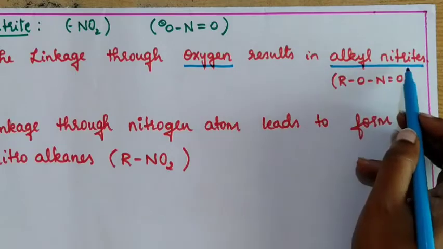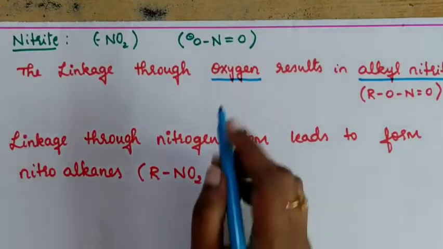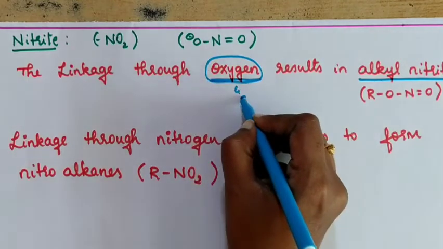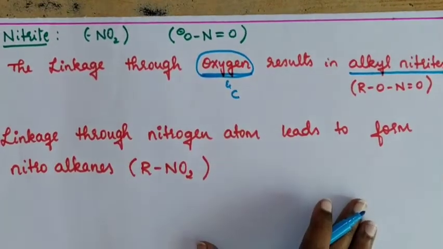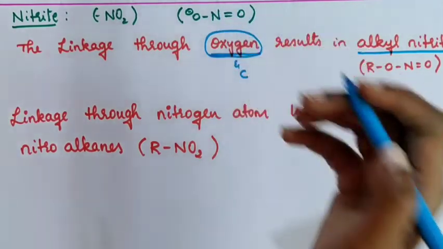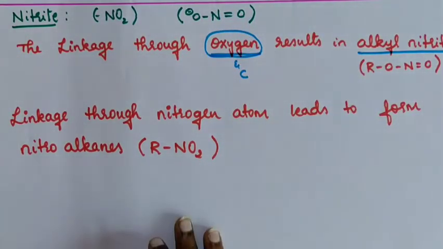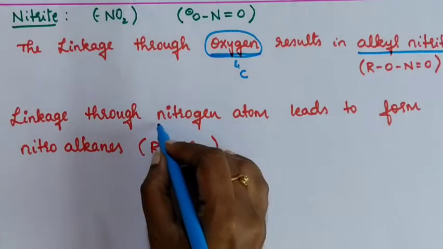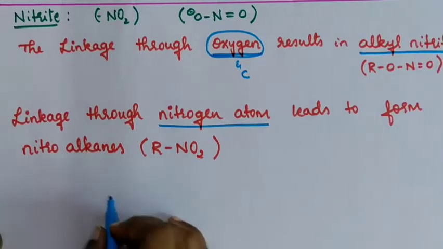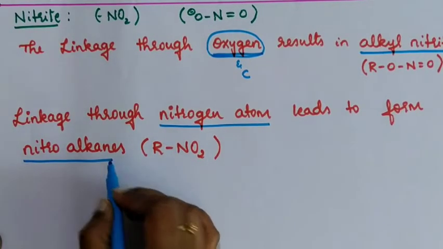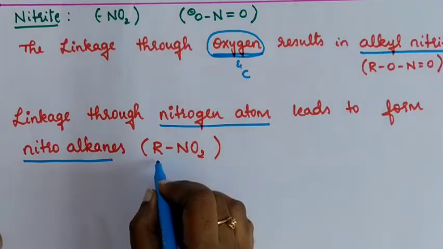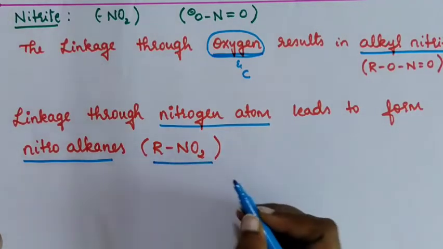When are alkyl nitrites going to form? When the bond formation takes place between oxygen and the carbon of the haloalkane. And in another way, even nitrogen can make a bond with the carbon atom. If the linkage takes place between the nitrogen atom and the carbon atom of the haloalkane, it leads to the formation of nitroalkanes. Nitroalkanes, in the sense, the way we represent it in the form of RNO2.